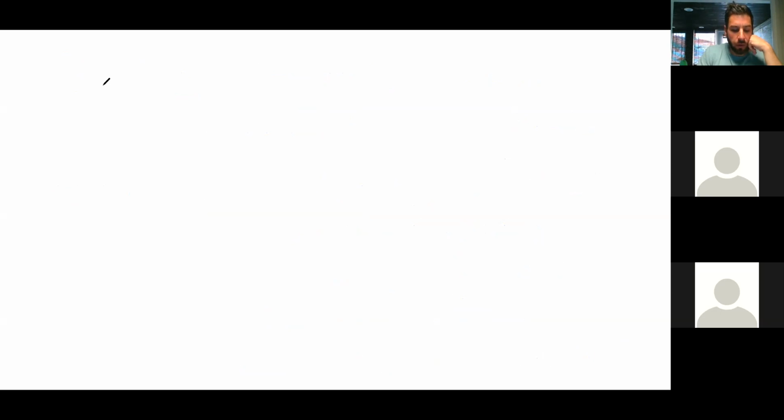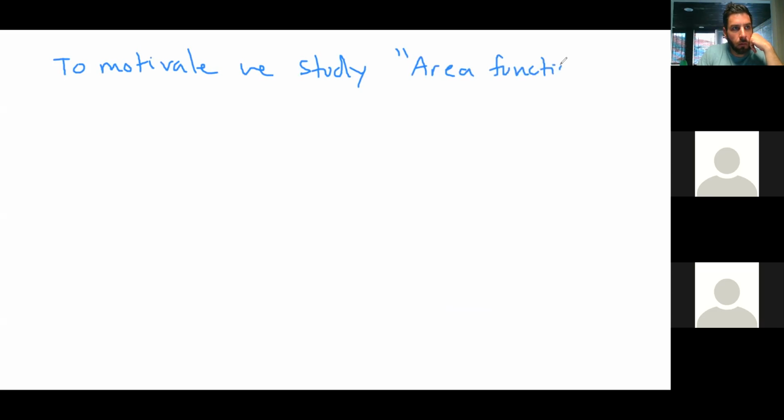All right, so here's how we're going to motivate it. We're going to do it the following way. What we're going to do is we study what are called area functions. So what is an area function? It's going to be the following. I'm going to define a function. I'm going to call it A of x, capital A of x. So instead of me writing f, I'm going to write capital A. And I'm going to define it like this.